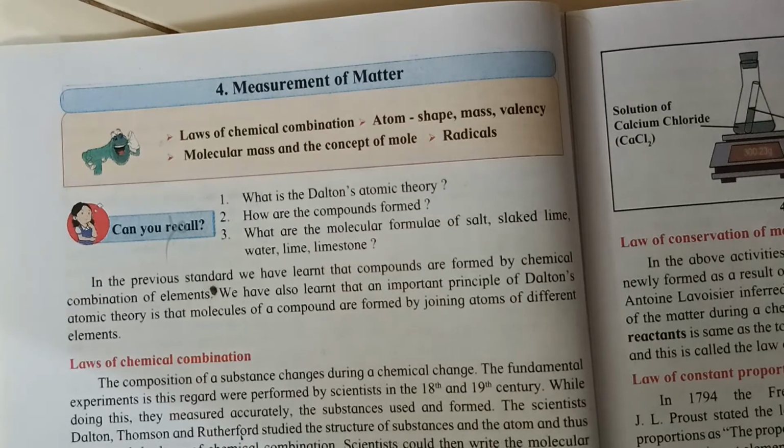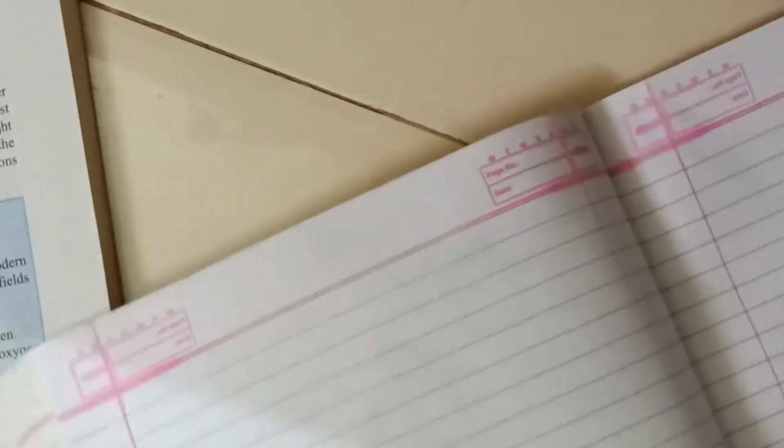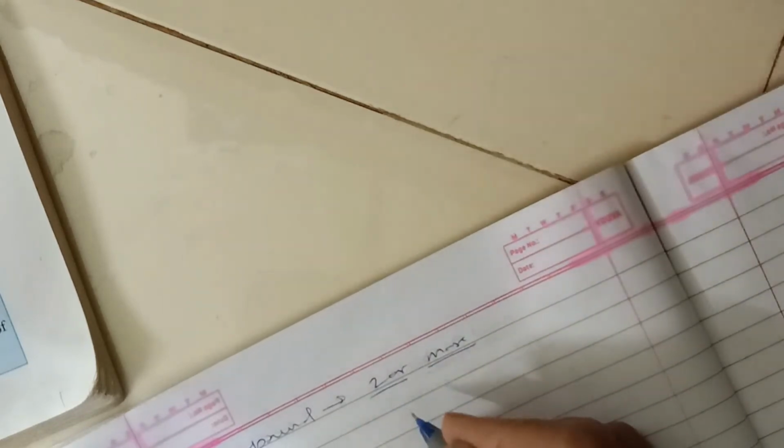Okay, Dalton's atomic theory you all studied, that is the important principle in the formation of molecules of a compound. Okay, compounds are formed. How do compounds form? When two or more elements combine together, then the compounds are formed, and the molecule of the compound is formed. Okay, in a compound, we know that two or more chemical substances are combined together.